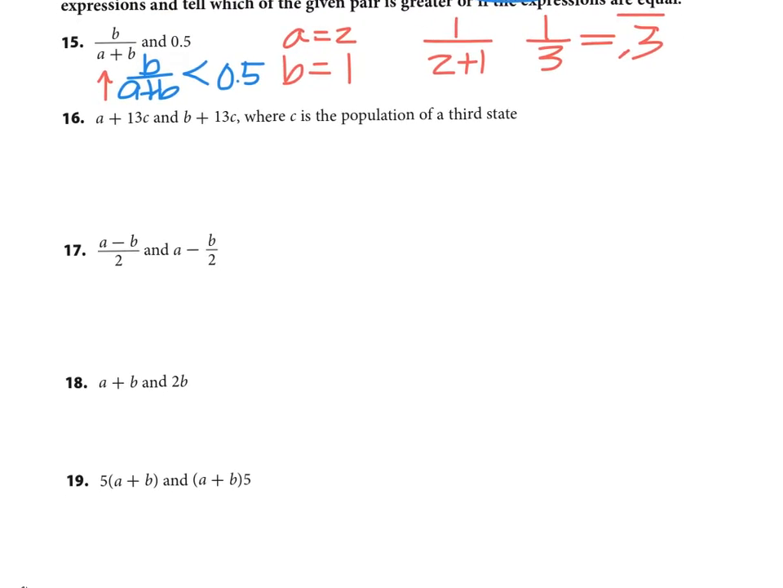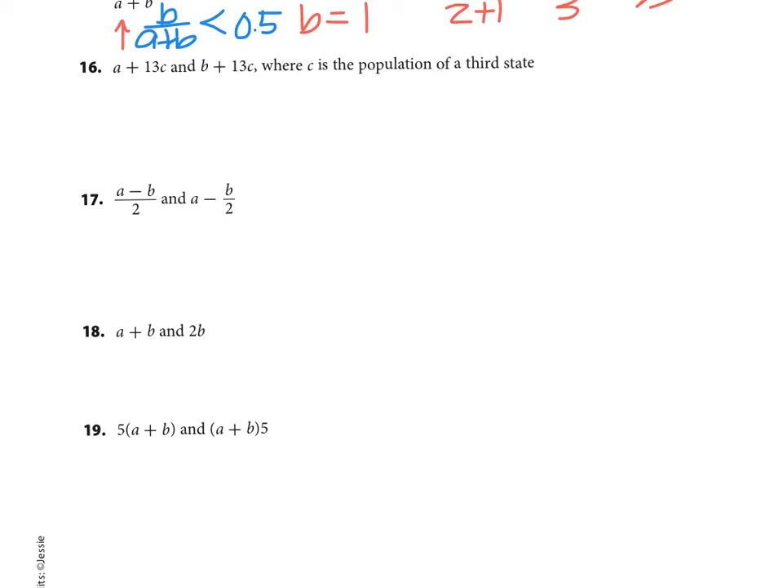So let's do another one real quick. Let's do problem number 17. We're going to do it just like we did the one above. So the first thing we're going to do, we're going to say A is 2 and B is 1. Then we're going to replace those in the expressions. I'm going to write it over here to the right.